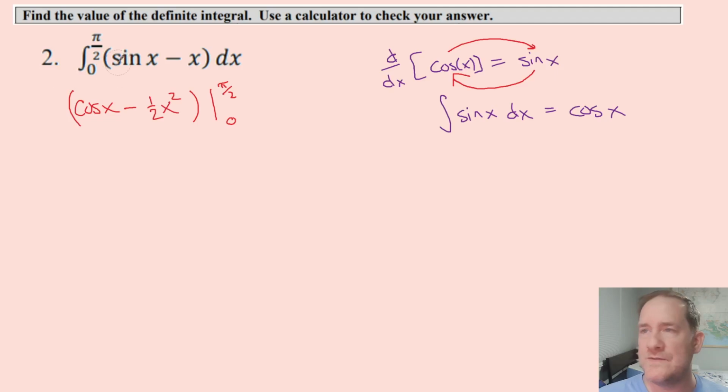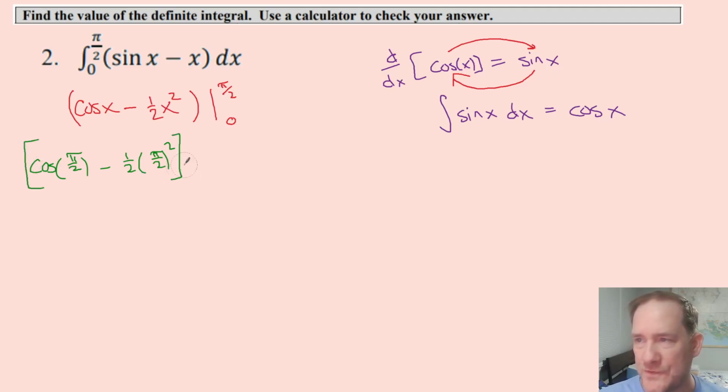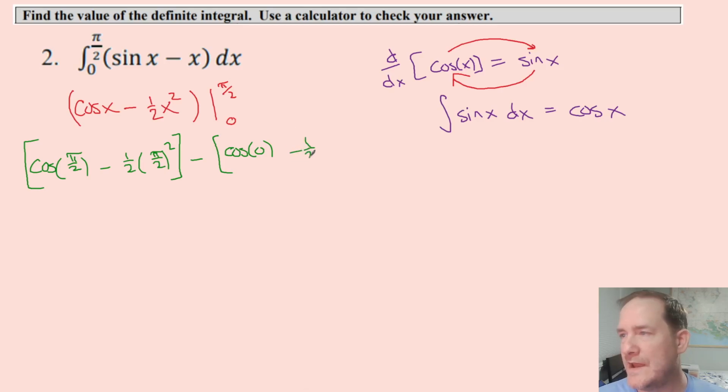So the value of this definite integral must be the cosine of pi over 2 minus 1/2 of pi over 2 squared. That's going to be ugly. I know I tell you guys often not to use decimals. This will be ugly. Not so bad, but again, resist that urge to use decimals. All right, then we're going to plug in the 0. So we get cosine of 0 minus 1/2 of 0 squared.